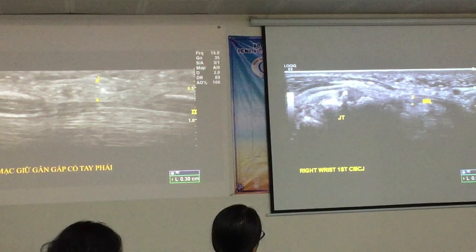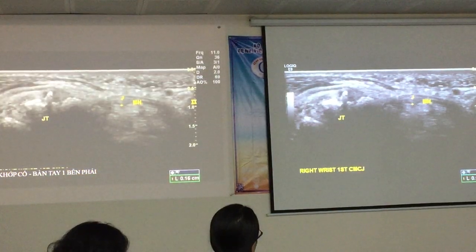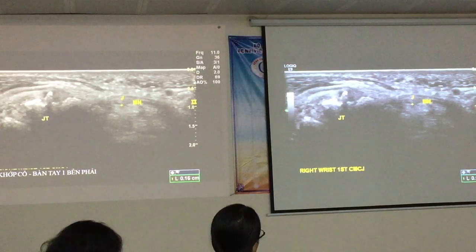So our role is really just to make sure that there's nothing else within that carpal tunnel that could be causing it. So as you can see here, this is the median nerve, and there's a large calcific heterogeneous collection just here, which is pushing on that nerve.